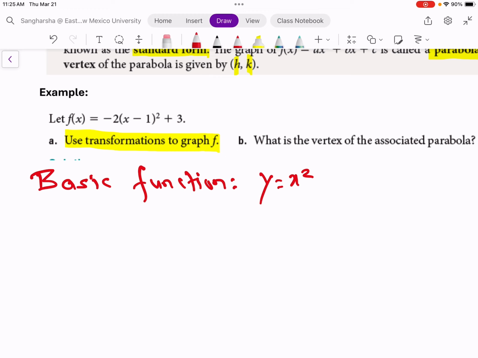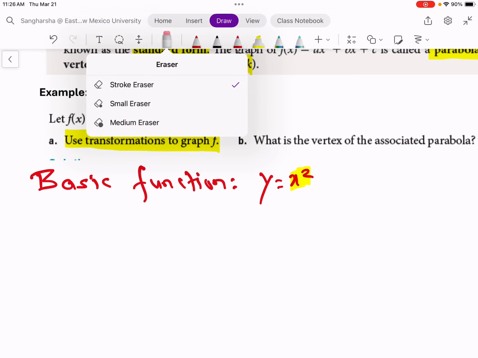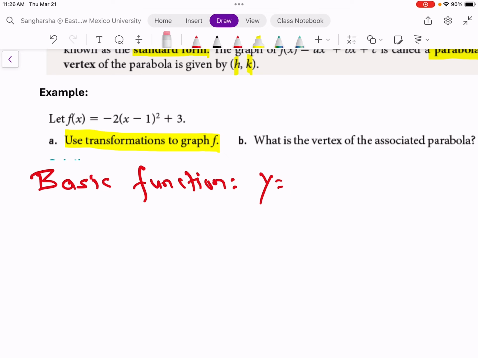We have this basic function, x squared, and we need to get negative 2 times x minus 1 squared plus 3. How can we get negative 2 times x minus 1 squared plus 3 from x squared? Now, if we compare our basic function with the given function, we can find it very easily. We look for the missing thing.